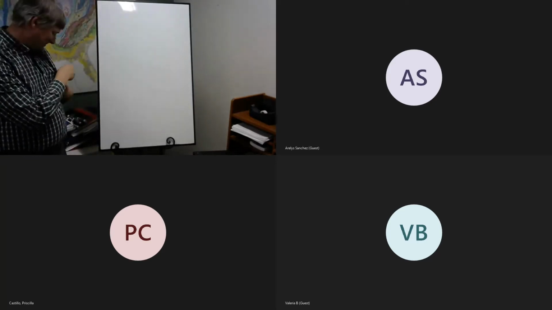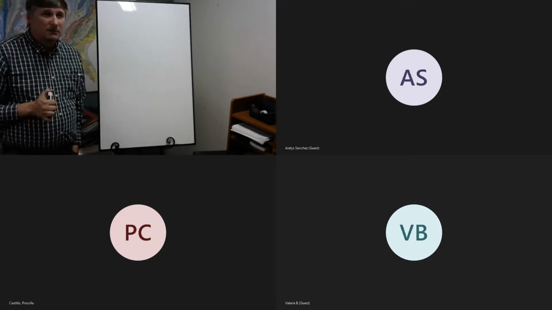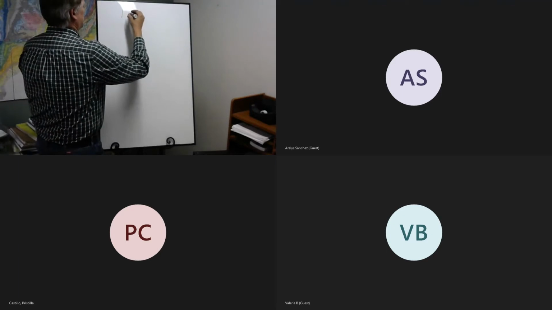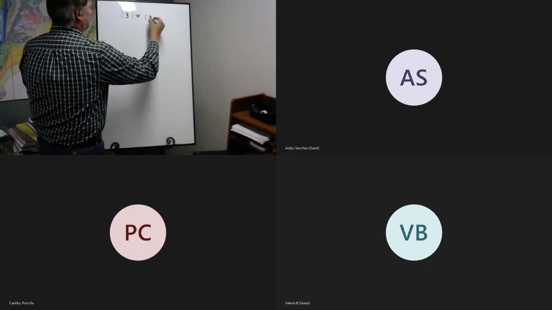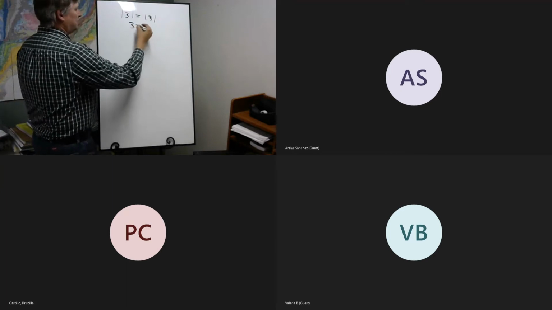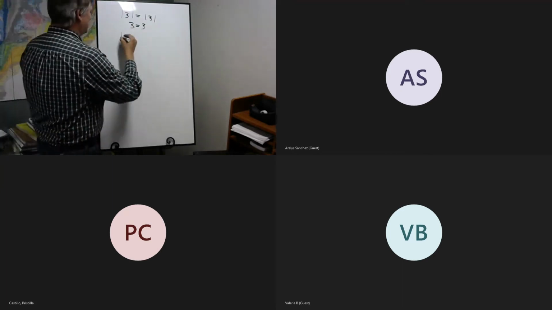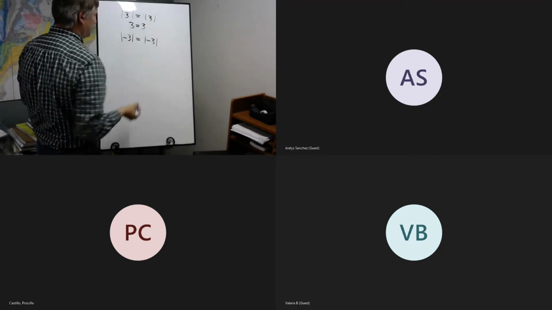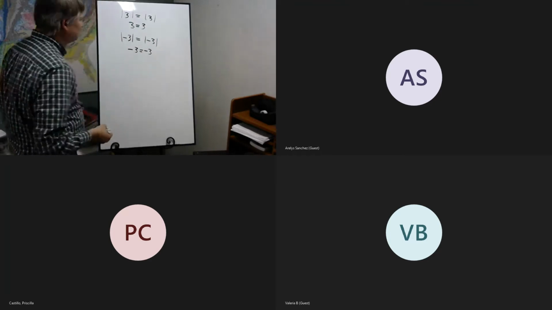Anyway, moving on. Any questions about that? You could think of it with the 3's also. So if you have absolute value of 3 equals absolute value of 3, that's because 3 equals 3. You could say that. In this case, if they're negative, again, you get -3 equals -3.